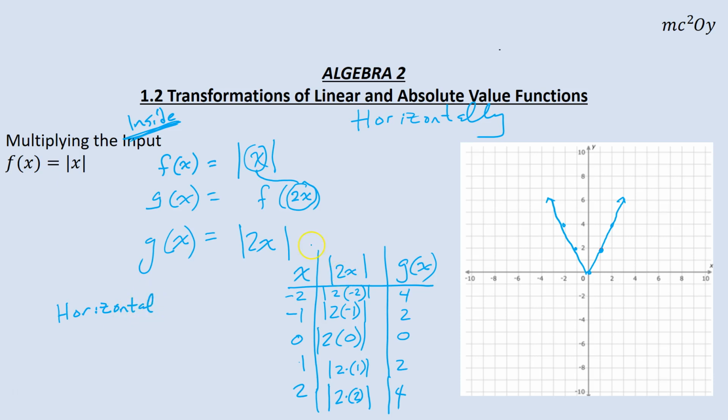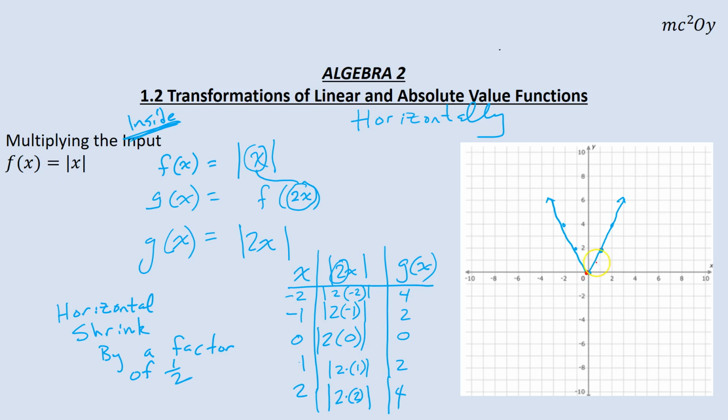And everything's backwards on the inside. So if you recall, when we multiply by 2, we're actually doing what's called a horizontal shrink by a factor of the reciprocal of that, 1/2. So let me show you picture-wise what's happening.